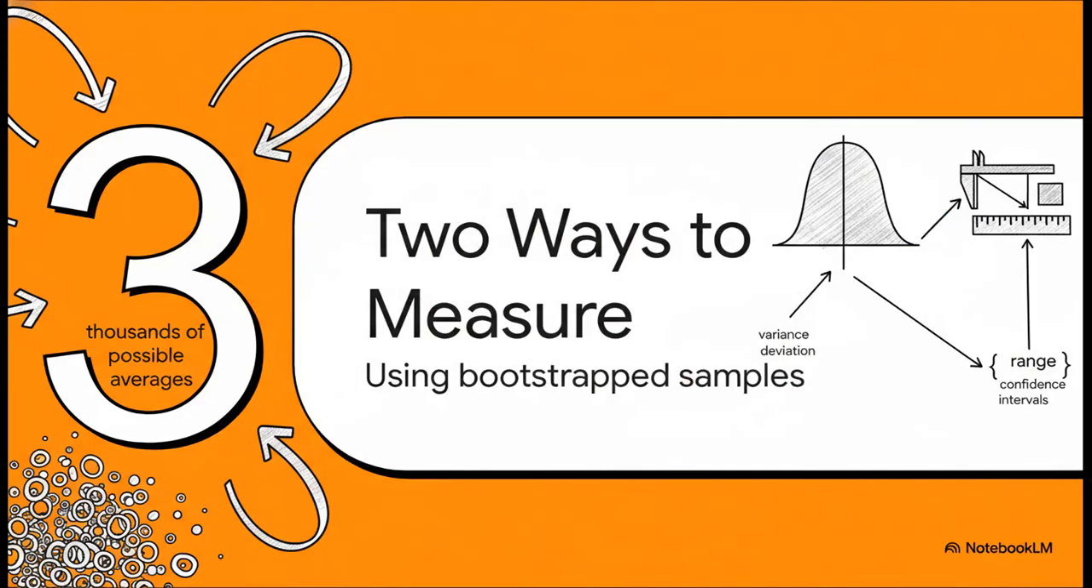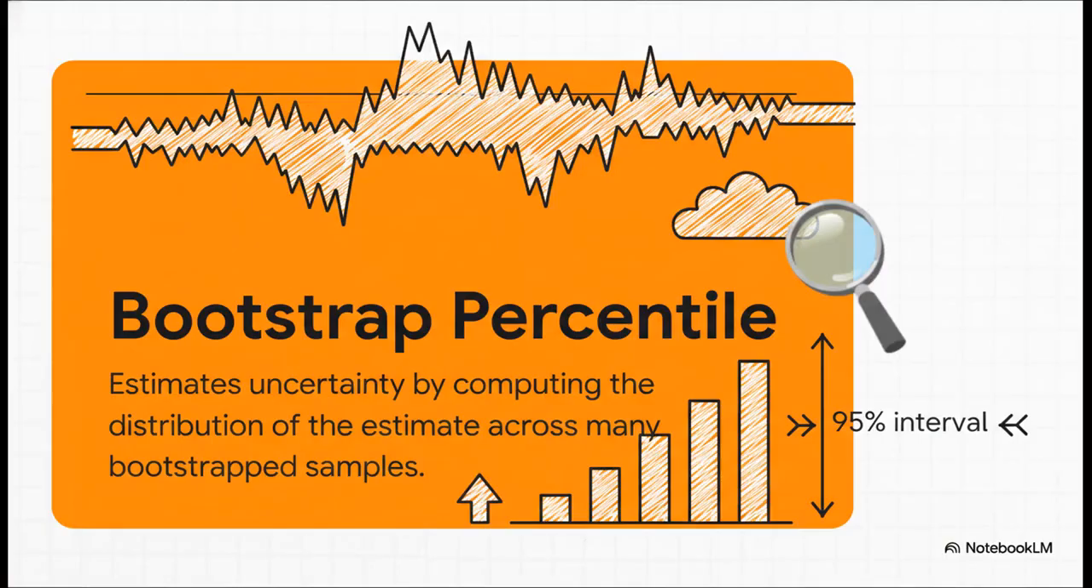Okay, so we've run our simulation, we've got thousands of new bootstrap samples, and we've calculated our statistic. Let's say it's the average for every single one of them. Now we're sitting on this huge list of possible averages. What do we do with it? Well, there are two main ways to use this list to measure our uncertainty. First up, we've got the bootstrap percentile method. Imagine all those thousands of coffee sweetness averages we just calculated.